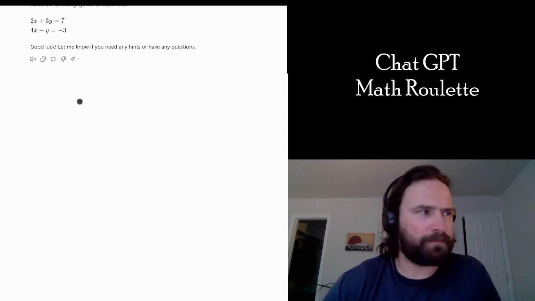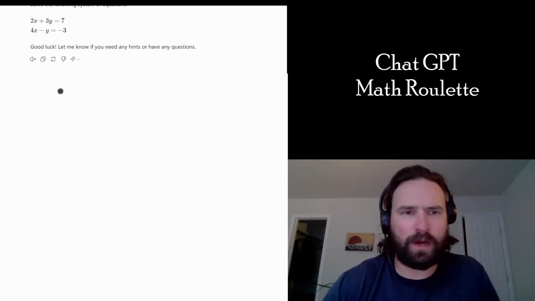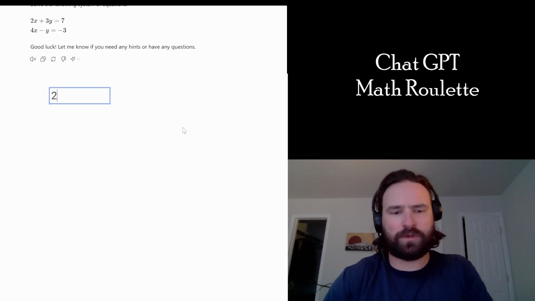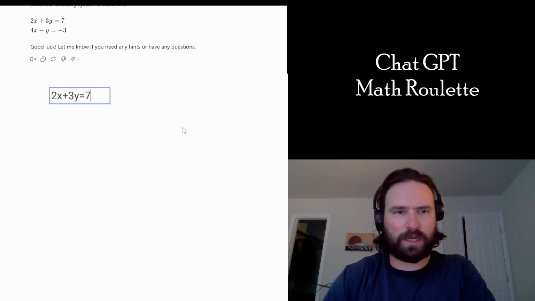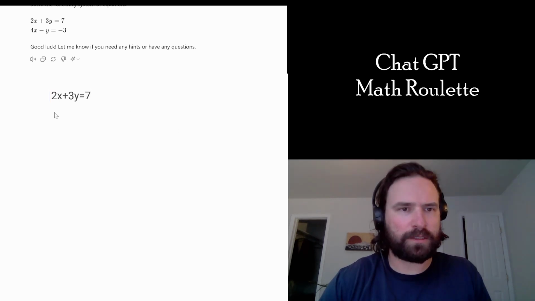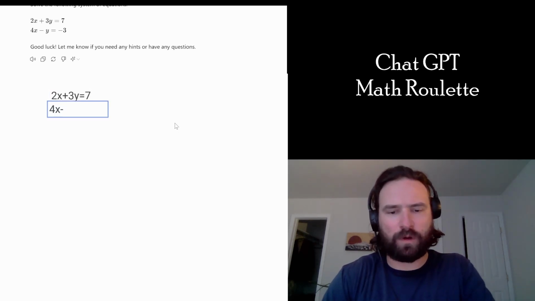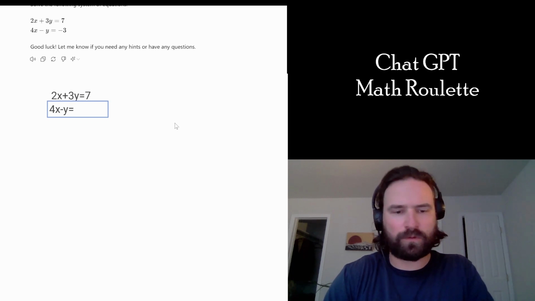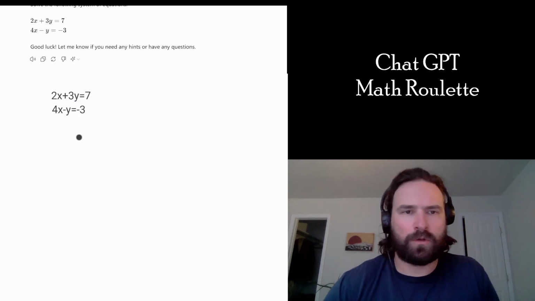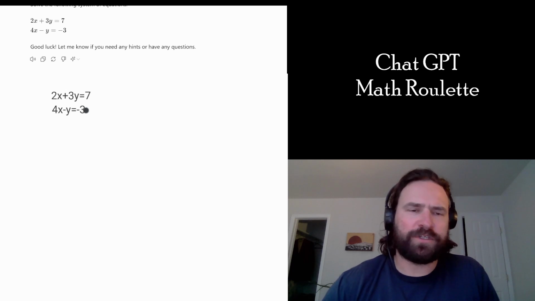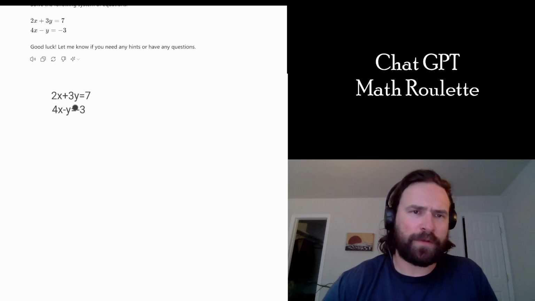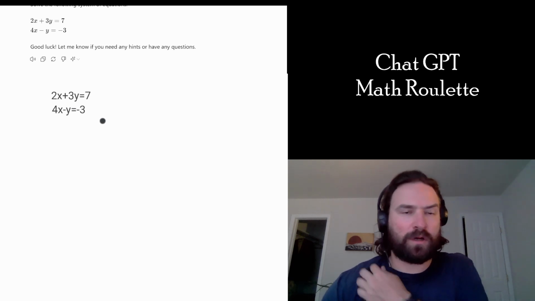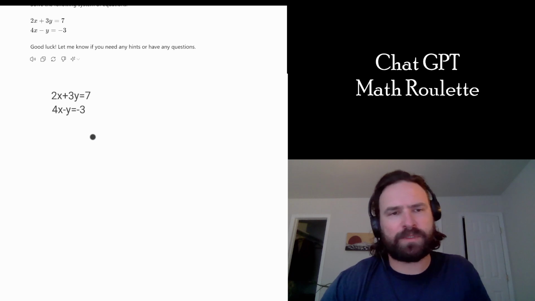Cool. So we've got 2x plus 3y equals 7, as well as 4x minus y equals, is it -3? Cool. So here are two equations. When you're dealing with systems of equations, there are three ways, I think, typically that we solve these. One of them is substitution. Another is elimination, and you can solve by graphing, which you'll see sometimes.